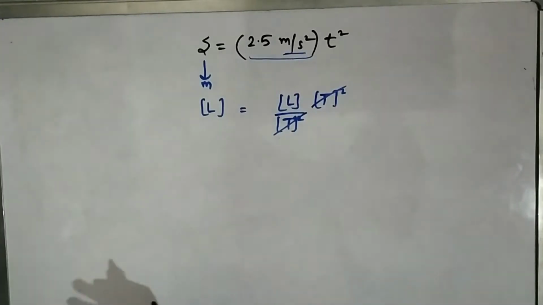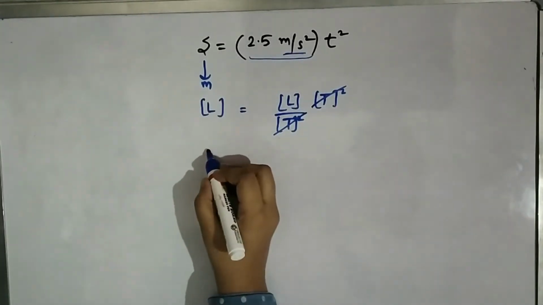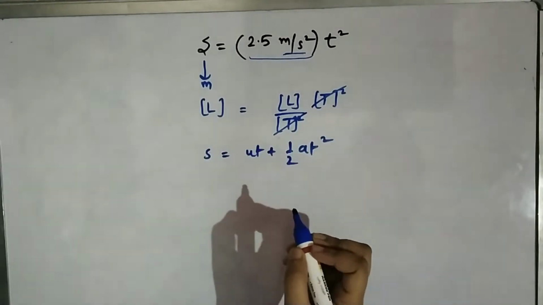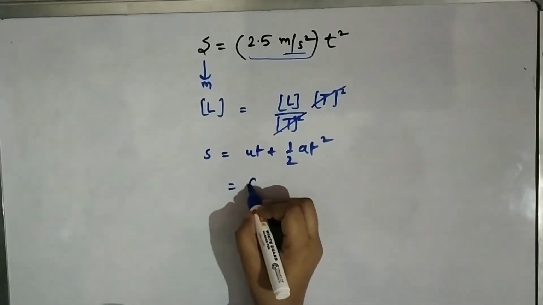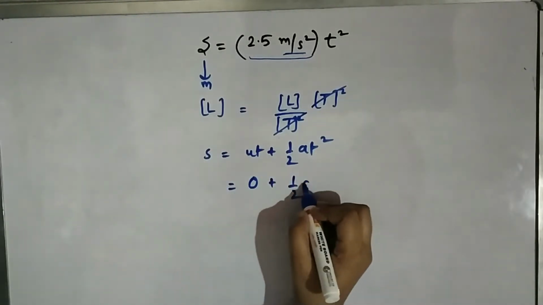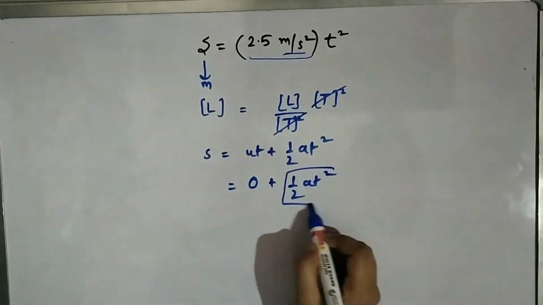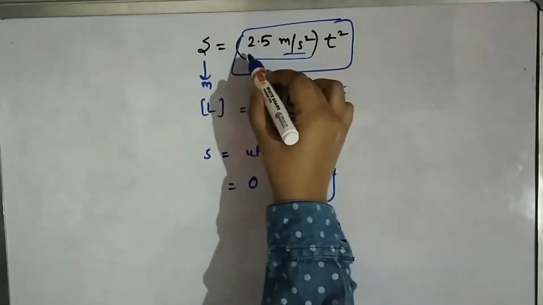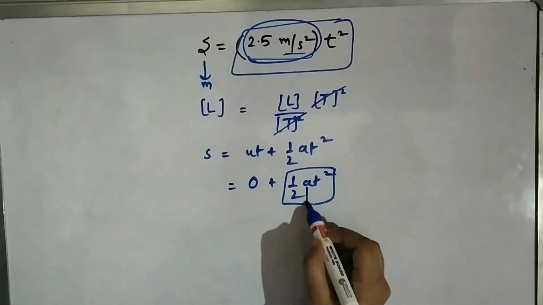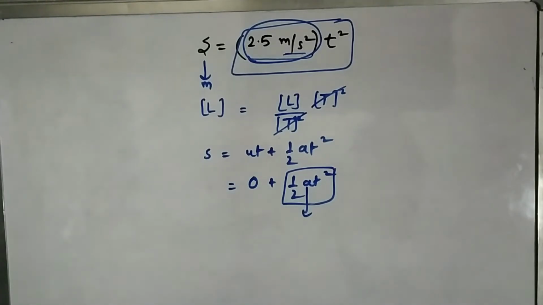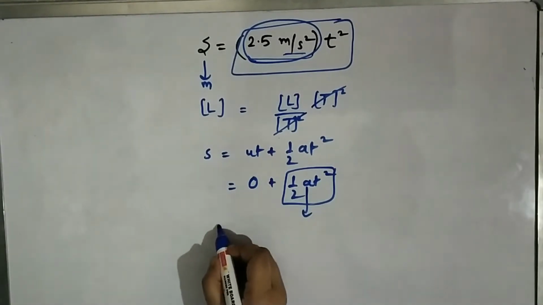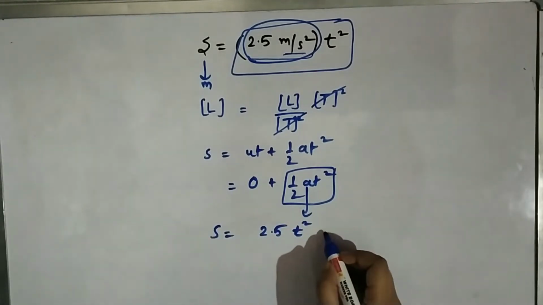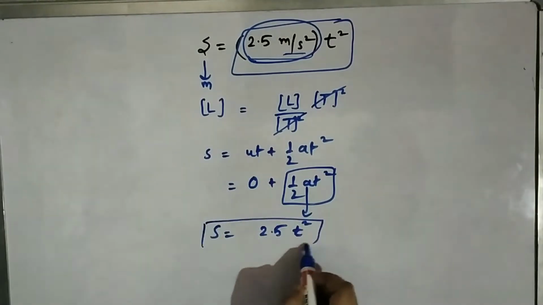You can also prove this by taking analogy from S equals ut plus half at square, where if you consider u as 0 for this question, then this term is very much similar to this thing. So we can say that 2.5 meter per second square is nothing but the acceleration term that we are seeing here, right? So no need to worry. You can easily start this question by taking S equals 2.5 t square. Simple. And no need to worry about the units anymore.